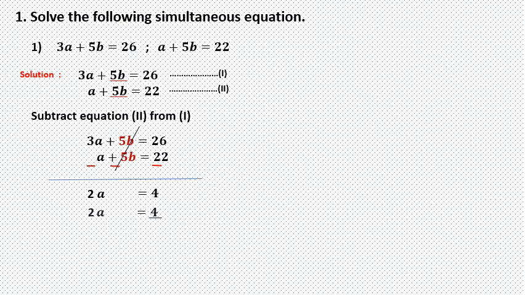So 2a equal to 4. So a is in multiplication with 2. When 2 goes to the right side, it will go with 4. So 2 2s are 4. So the value of a we got here is 2. Put it in.